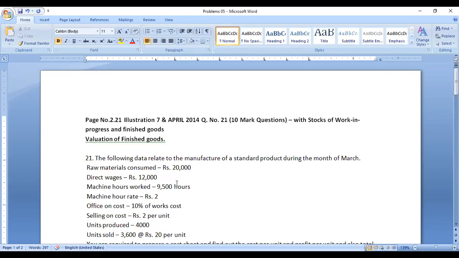Raw materials consumed, 20,000. Direct wages, 12,000. Machine hours worked. Now you have to check with your question. This information is given in rupees, and this information is given in hours, 9,500 hours. What is the machine hour rate? 2 rupees per hour.